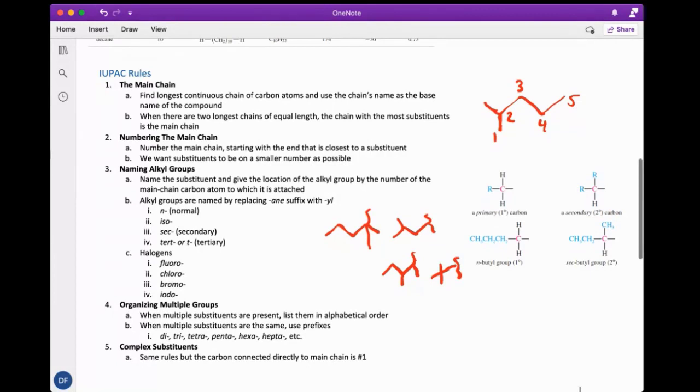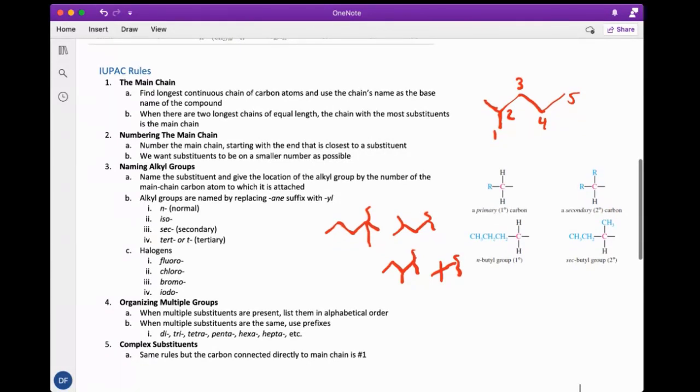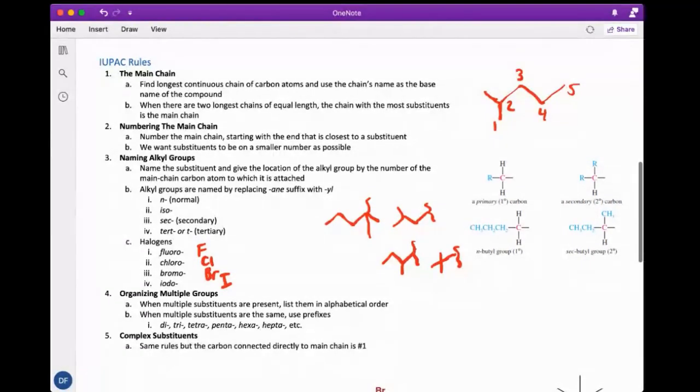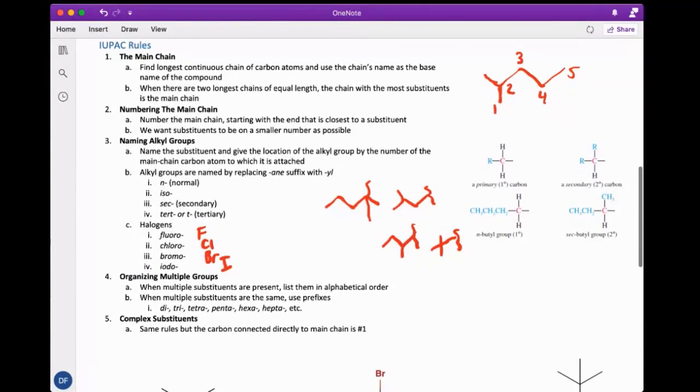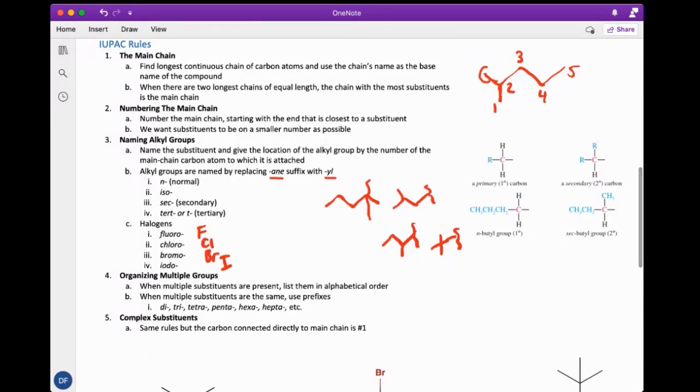And then for halogens, these are the prefixes for halogens. This will be fluorine, chlorine, bromine, and iodine. Also, don't forget when you're using alkyl groups, you just replace ane with yl. Like instead of methane, it would be methyl. This would be a methyl group right here.